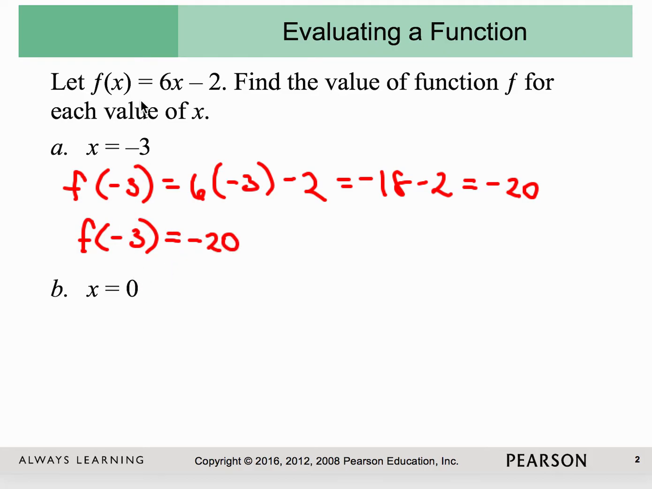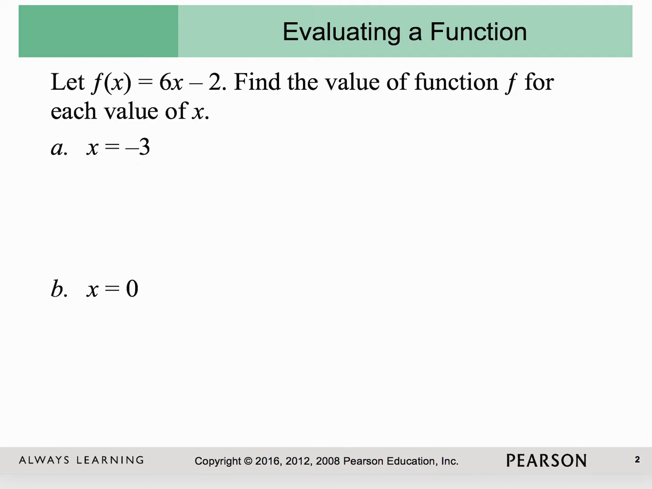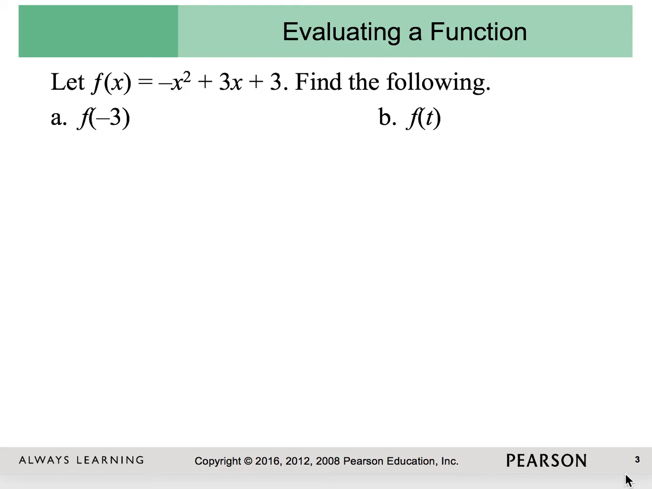All right, so let's evaluate this function when x is 0. I could have simply said, find f of 0. That simply means plug in a 0 everywhere there's an x. So 0 minus 2 is negative 2. So when x is 0, y is negative 2. f of x is negative 2 when x is 0. Now they're using it in that notation instead of saying let x be negative 3.